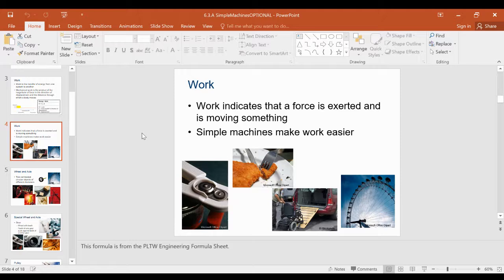Actually, when you use a machine, you have to do more work the more machines you use, because there's friction and heat generated that causes a not 100% efficient power transfer. Okay? Which means that even though it seems easier, you're actually doing more work.